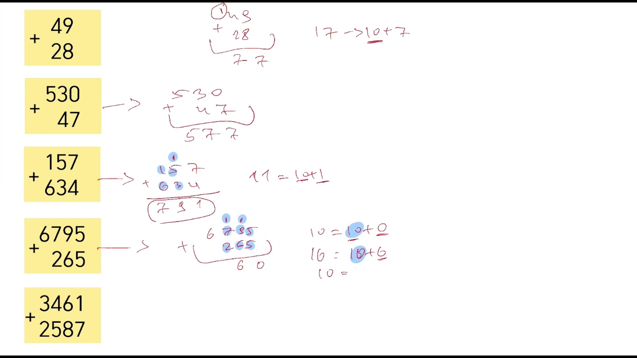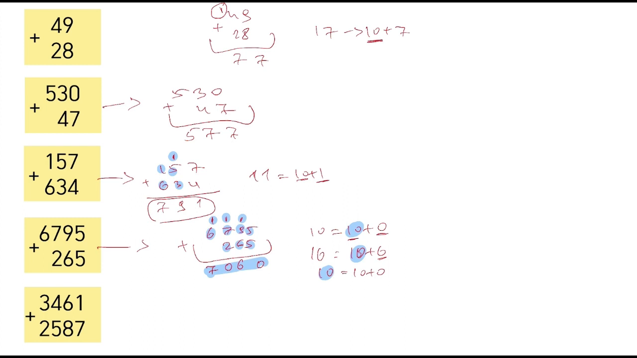Instead, we are making this 10 plus 0. So 0 for here, 10 over this number. 6 plus 1. 1 is from this number. At the result, we will get 6. So the result of this operation is 7060. Let's look at this example.